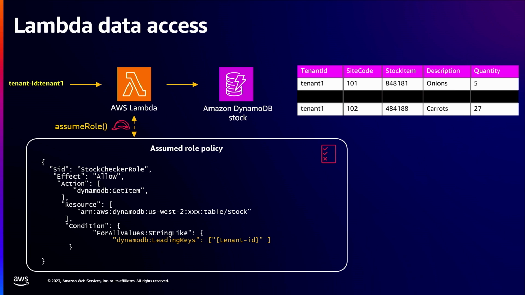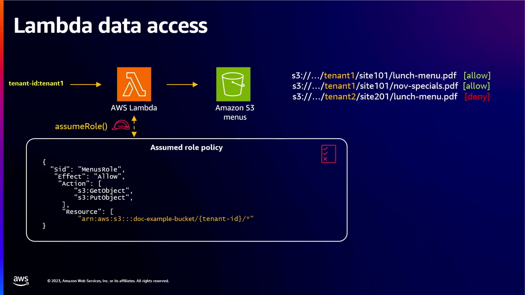Now this is using a specific condition in IAM for DynamoDB called leading keys, which essentially says you can only access items in the table that start with this partition or primary key. We can do the same for Amazon S3. So this time, we're assuming temporary credentials by dynamically generating the IAM policy and scoping access down to a particular prefix. Now, if we try to access tenant 2's menus, we would get access denied, even if we tried to inside the code or there was some unintentional bug.